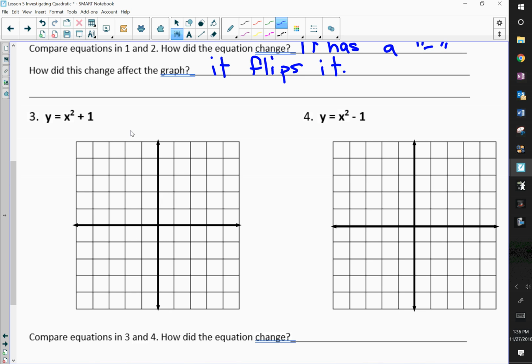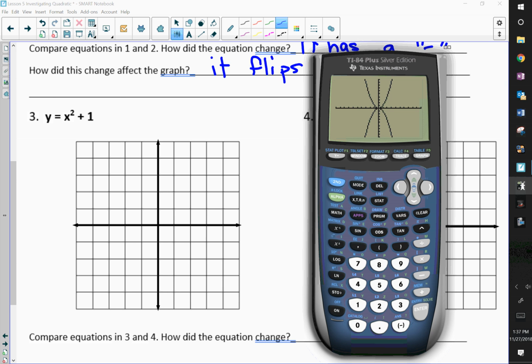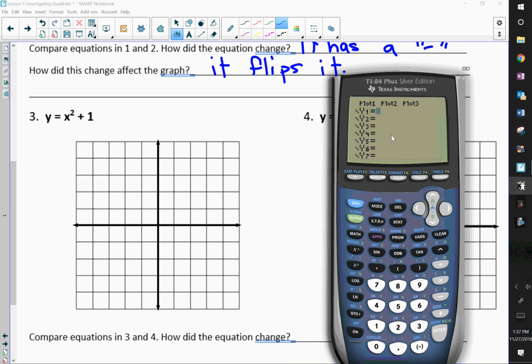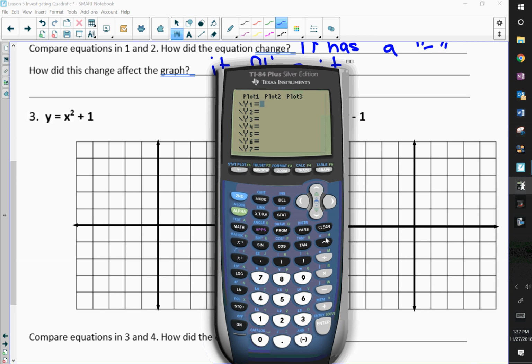So what I'd like you to do now is, on your own, hit the pause button in the video, grab your graphing calculator, and punch in y equals x squared plus 1. First, you clear out the two equations that are in there. Clear that one, arrow down, clear that one. Put in y equals x squared plus 1, and y equals x squared minus 1 and see what the graphs look like and then sketch them on to your paper. When you're ready, hit play again.